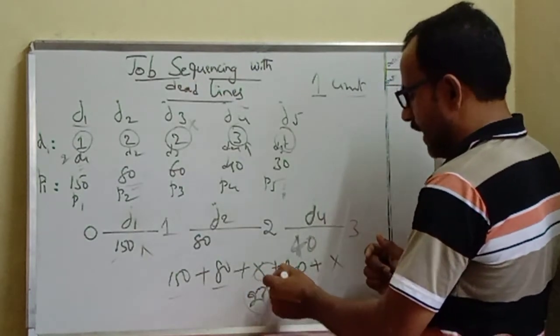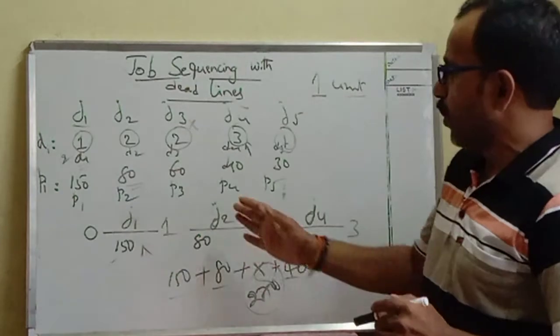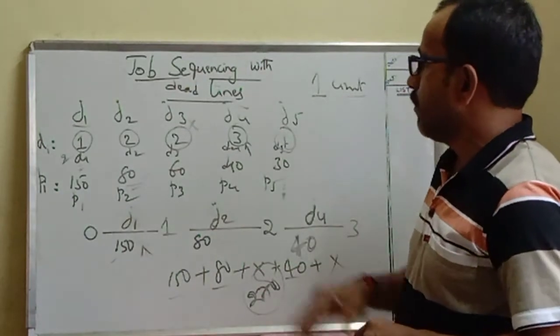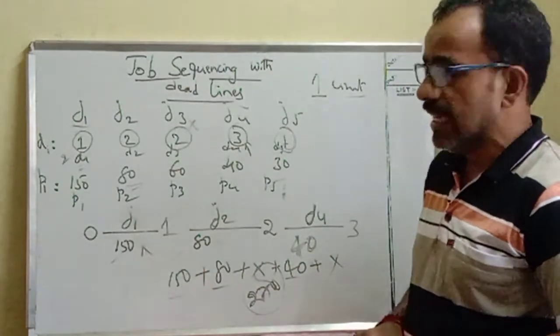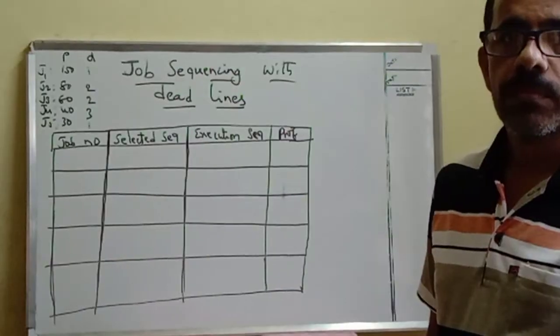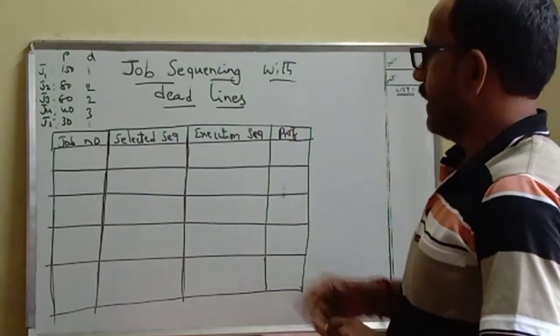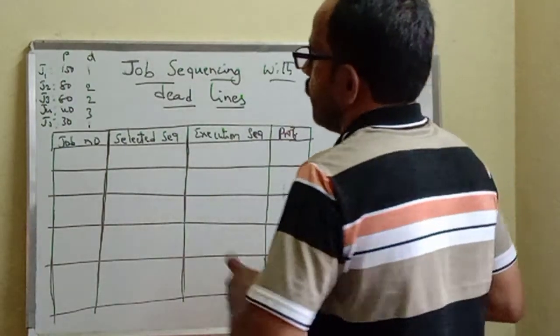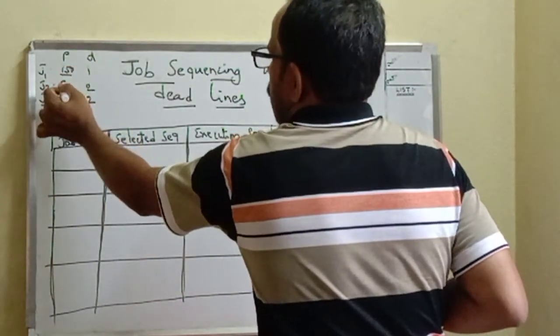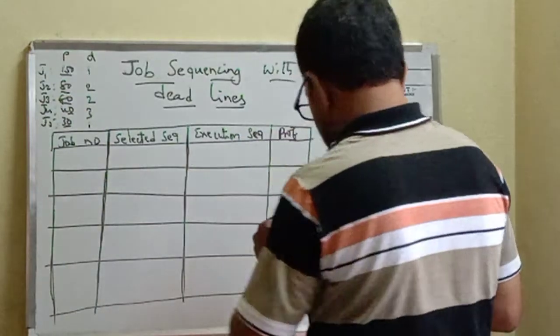The maximum profit I can get is 270 if you follow this greedy approach under job sequencing with deadlines. Now I will show you how the jobs can be executed by using this table. Now, if you see the job profits, the first job has the highest profit.